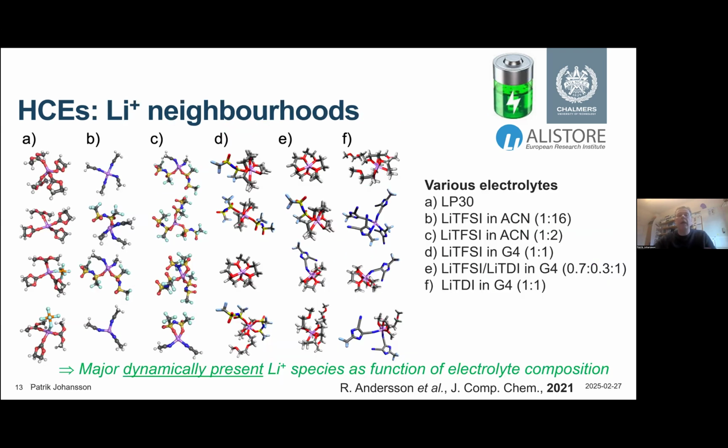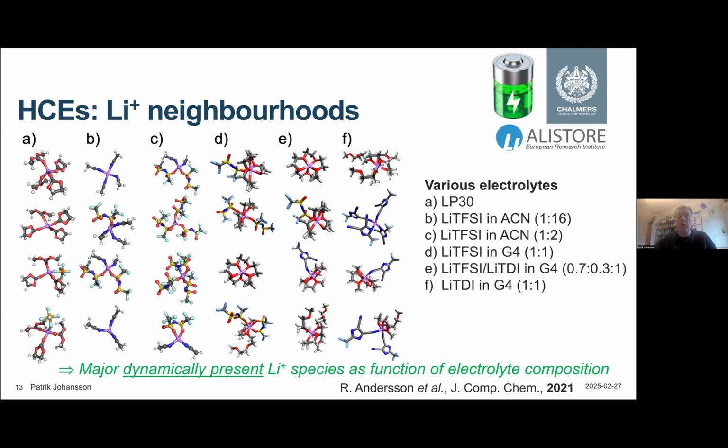And what can we do then? Well, we can take any electrolyte. We can take a conventional electrolyte like LP30. We can take various concentrations of LiTFSI in acetonitrile. We can create solvated ionic liquids as LiTFSI in tetraglyme at the 1-to-1 ratio. We can see what happens if you mix anions. And then you can see what is dynamically present. And I would like to stress that these are dynamically present, so you see what is present just at these time steps when they are alive. And you can see how that varies as a function of electrolyte composition.